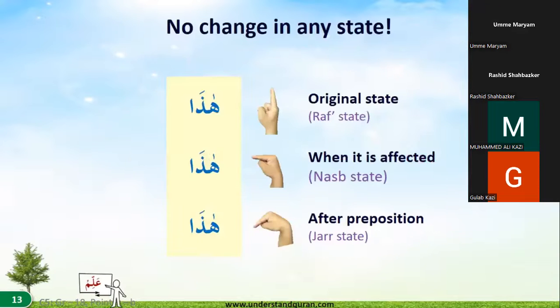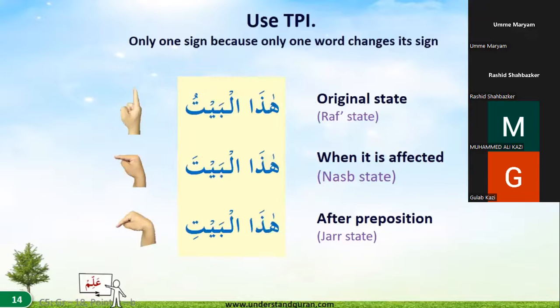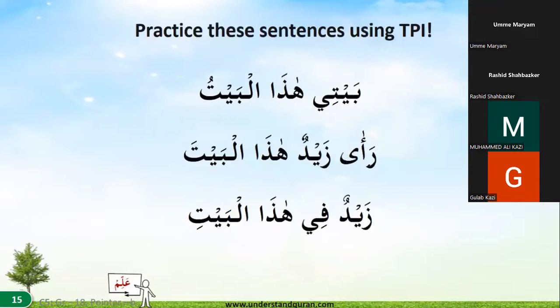Okay, so the original state is rafa state. When it's affected is the nasab state, and with the preposition is the jar state. So when we say hazal baytu, it is the rafa state. Haza will not change, only the baytu will change. Nasab state is hazal bayta, and with the preposition it is hazal bayti. So baytu, my house, hazal baytu, is this house.